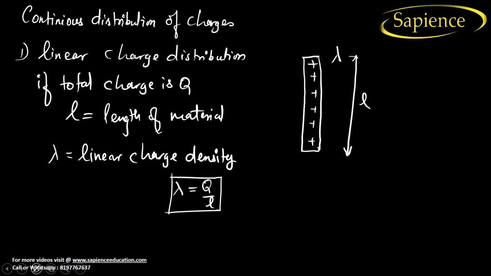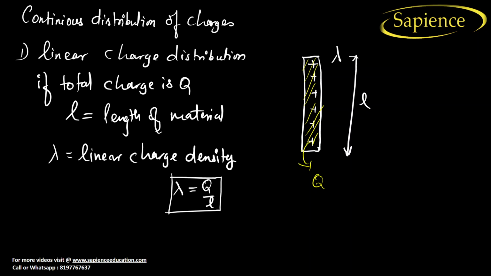See here, if we talk about the continuous distribution of charge, let us consider a linear charge distribution. First topic will be linear charge distribution. Suppose there is a wire of length L, and the total charge on this wire is Q. This is the wire of length L and the total charge on this wire is Q.